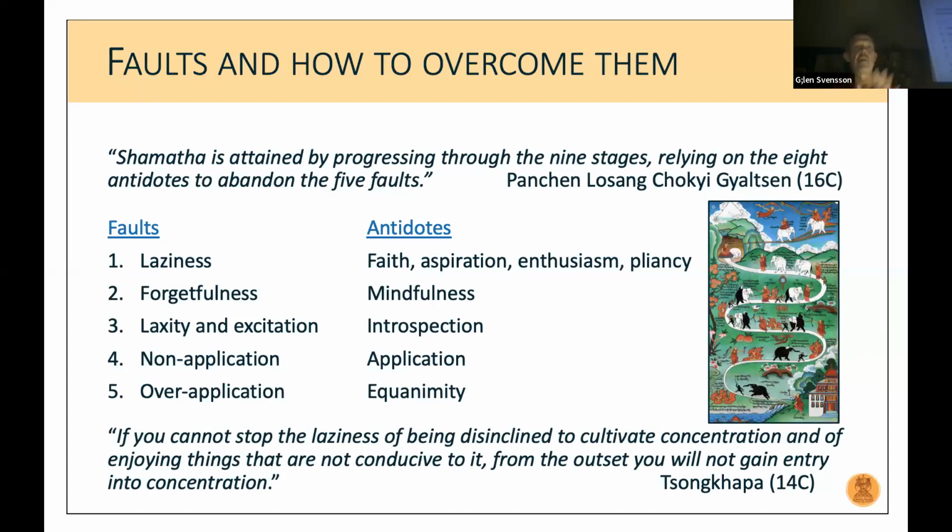So then actually we can talk about 5 faults in this practice. And we see a quote here from a great 16th century Tibetan master, Panchen Losang Chogyen, who says, Shamatha, and shamatha is a particular level of concentration we're striving for, is attained by progressing through the 9 stages, relying on the 8 antidotes to abandon the 5 faults. So we see this diagram here, the windy road diagram, depicting the 9 stages we go through, and we'll be looking at those briefly in the next session after lunch. So here he says we have 8 antidotes to abandon 5 faults. So let's have a look at those.